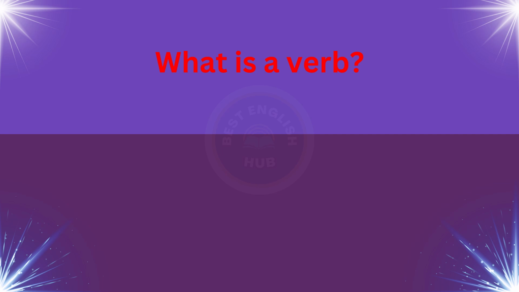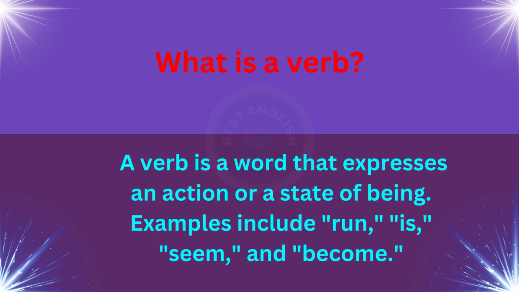What is a verb? A verb is a word that expresses an action or a state of being. Examples include run, is, seem, and become.